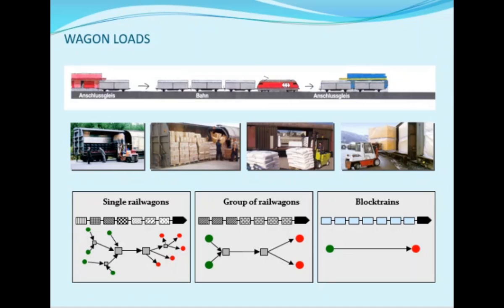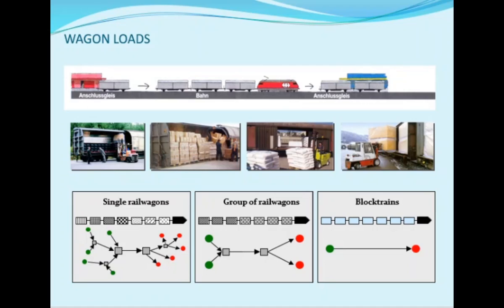At the bottom, there's an illustration of a block train. You see the green point on your right, please. The green point is the forwarding station, and the red point is the destination station. If you look at those blocks at the top, the locomotive is in black, and all the other wagons following it in pictorial form are of the same color. So that's a block train.